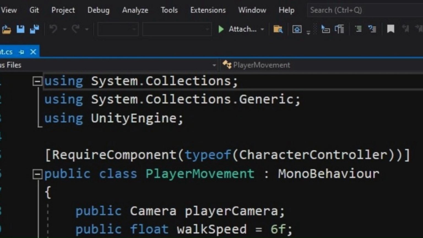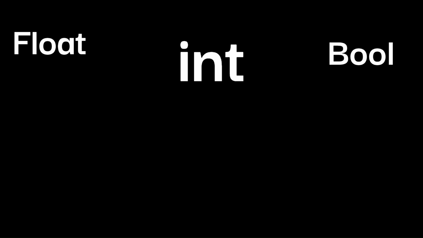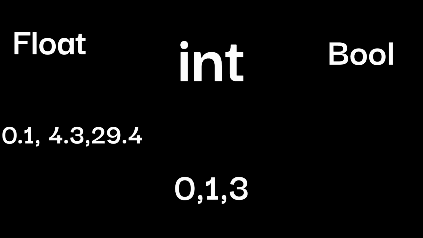Now let's create a public float for our walk speed. Also I'll tell you what a float is. There are 3 more variable types that we use while coding. First is float, second is int, third is bool. A float variable is used to store values like 0.1, 4.3, 29.4, etc. The int we use to store values like 0, 1, 3, with no decimals. The bool variable we use to store true and false values.